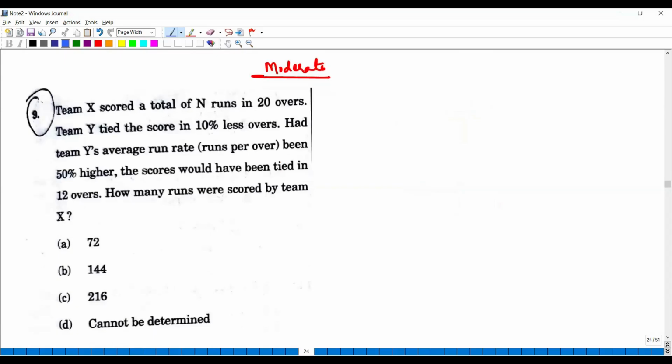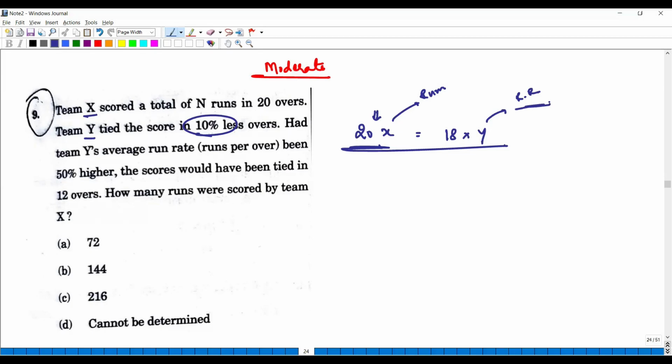Team X scored a total of n runs in 20 overs. Team Y tied the score in 10% less overs. Suppose the run rate of X is X and the run rate of Y is Y. 20 into X is the total run scored by X. And Y covered it in 10% less, which means 18 overs only, 18 into Y. So this one is given. Here X is the run rate of X, Y is the run rate of Y.